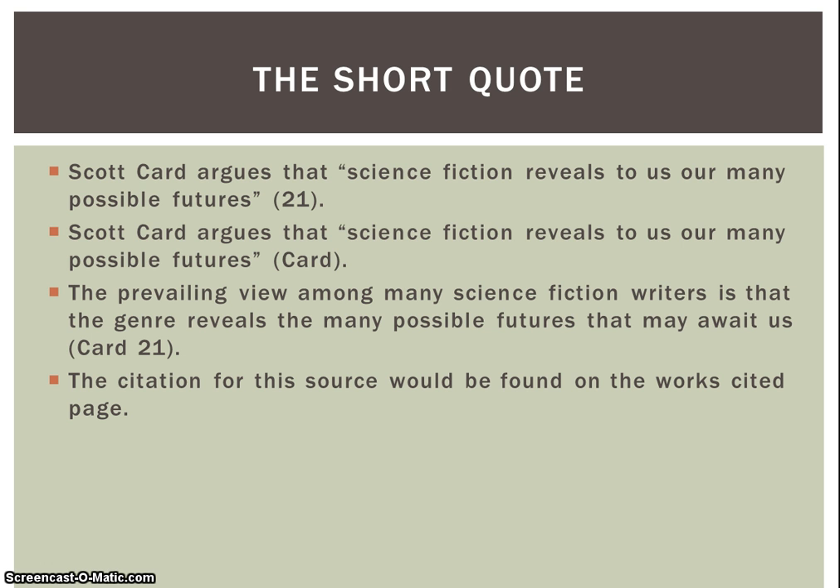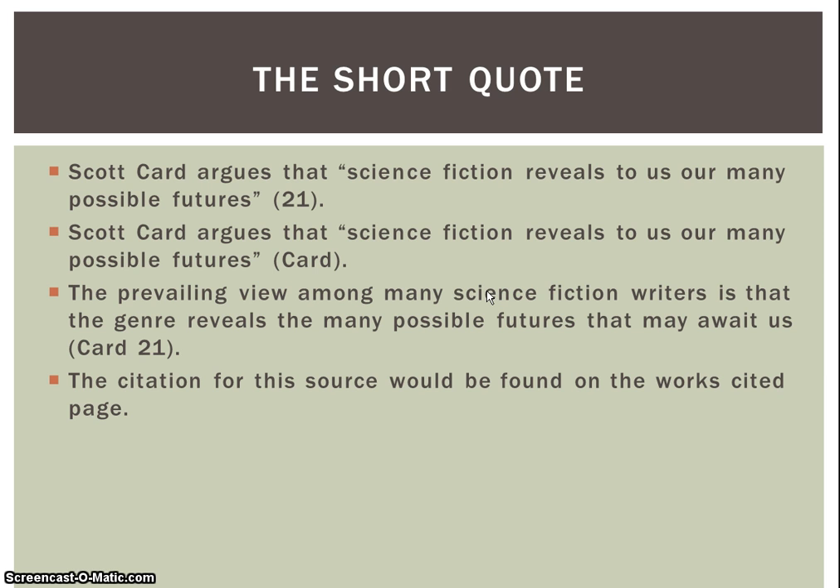The prevailing view among many science fiction writers is that the genre reveals the many possible futures that may await us. So in this instance, what we have is a statement that originally came from Card, but we also notice as researchers, as we're writing our paper, that it's a similar sentiment to what a lot of the other sources that we've read have said. So we could cite it this way, Card 21. Now, of course, if we didn't know a page number, we would just leave that page number off and just give the author's last name. But notice we used many science fiction writers for the signal phrase rather than a specific name there.